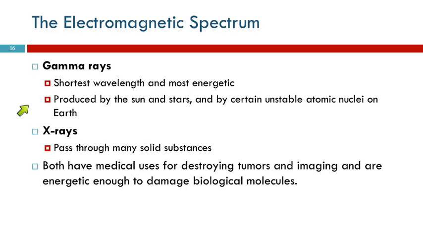Gamma rays, these are produced by the sun and the stars and also by some unstable nuclei present on Earth. X-rays will go through many solid substances. They have enough energy to do that. They don't go through centimeters worth of lead or meters of concrete, but they will go through your skin so they can take pictures of your bones. So X-rays are used for imaging. They can also be used for destroying tumors.